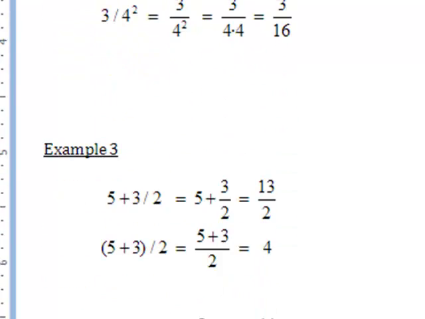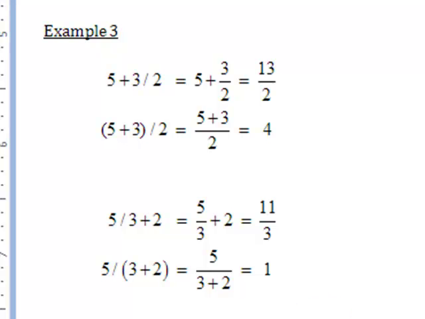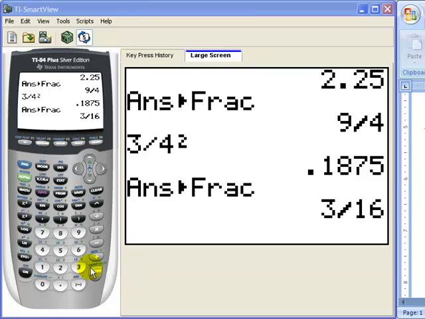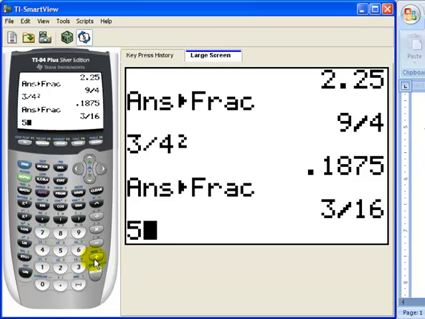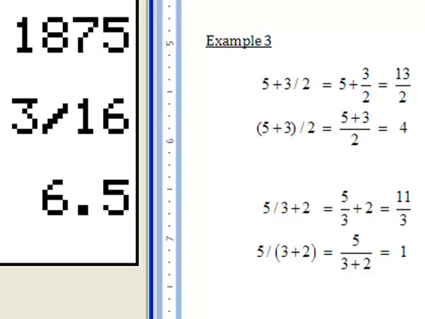Our last example, example 3, is dealing a little bit more with fractions and showing that we have to be very careful in the calculator with dealing with fractions. If I want to take 5 plus 3 and divide it by 2, what I might do is type in exactly that. Take 5, add 3 to it, and then divide by 2. The problem here is that order of operations tells us to do the division before the addition. So what your calculator is going to do is take 3 and divide it by 2 first, and then add the 5. And we end up getting 6.5, which is the same thing as 13/2.